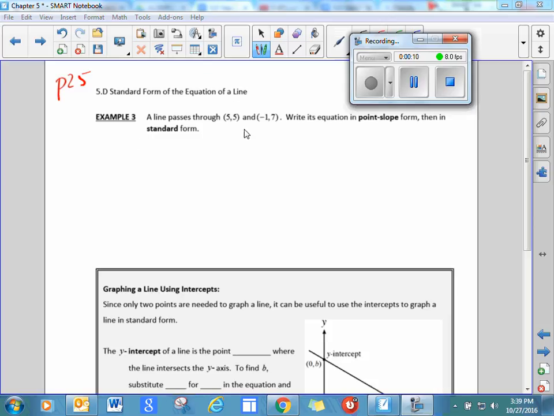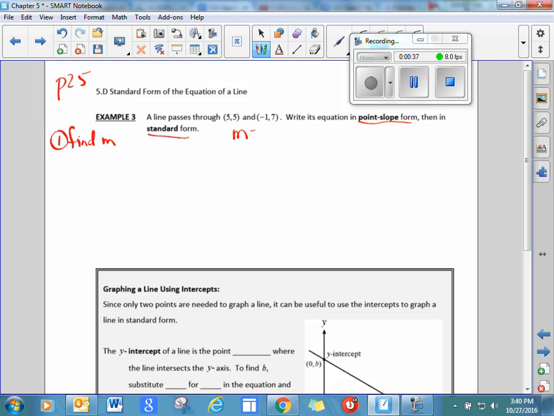They're asking us to write the equation of a line in point slope form and then transform it into standard form. So we've got 2 points. They give us 2 points. In order to write it in point slope form, I've got 2 points. I can pick from either one of those to use, but I don't have a slope yet. So the first thing I need to do is find the slope. So I'm going to find M.